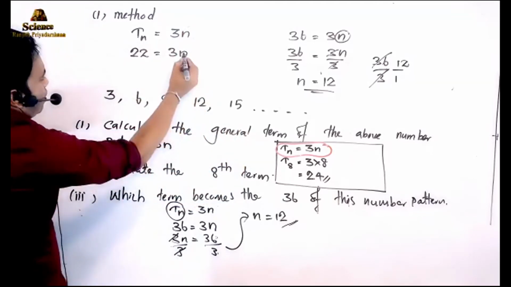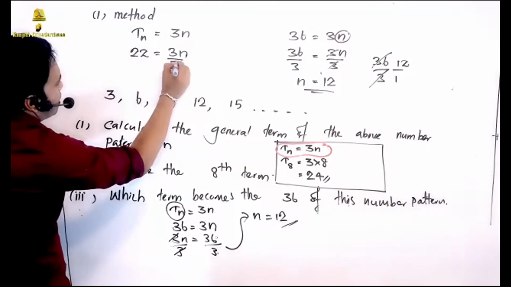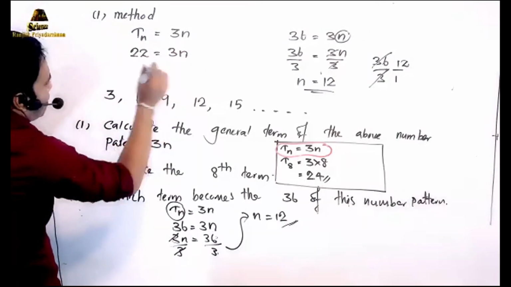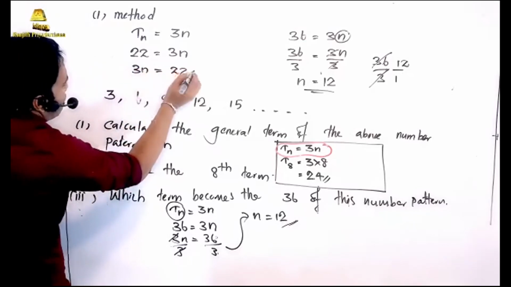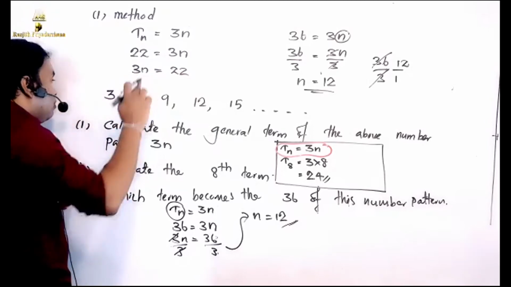Let's see. Okay, you can make n the subject. So how to remove 3? Just by dividing by 3. But don't do this at this step. Go to the next step. So that's 3n equals 22. I moved this to the left side because we have to make n the subject, leaving n on one side.